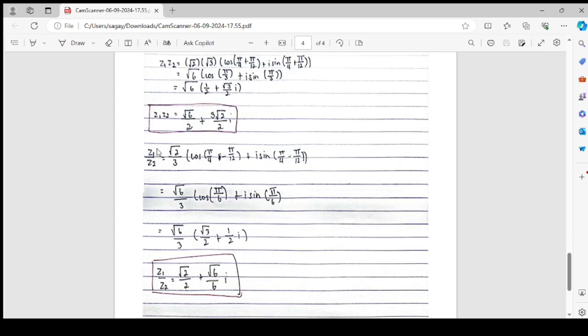the division of this. So we use z1 over z2, square root of 2 over 3 cosine. We use the negative sign here, pi over 4 minus pi over 12 plus i sine pi over 4 minus pi over 12. Then simplify, we will get the square root of 6 over 3, then cosine pi over 6 plus i sine pi over 6. In the simplest form, we will get the square root of 6 over 3 parenthesis square root of 3 over 2 plus 1 over 2 i. Then the final answer on number 16 and the division, we will get z1 over z2 is equal to the square root of 2 over 2 plus the square root of 6 over 6 i.